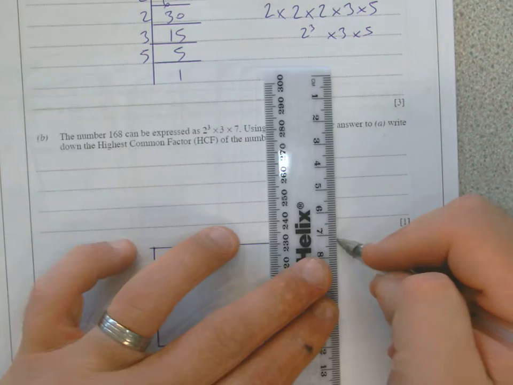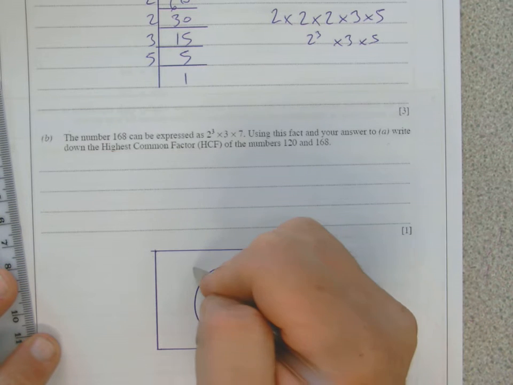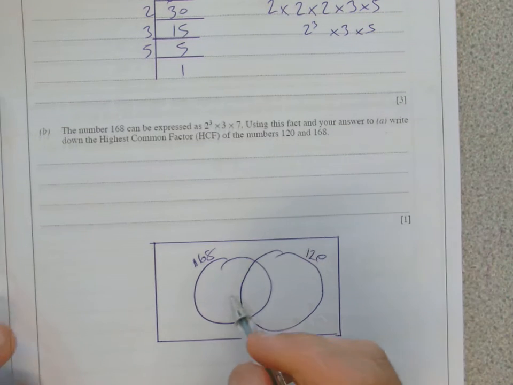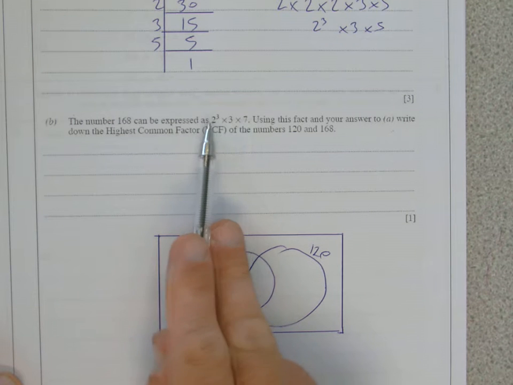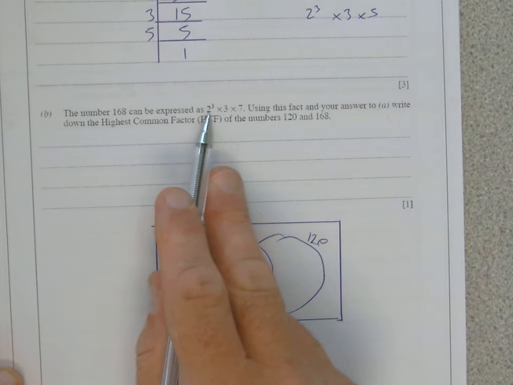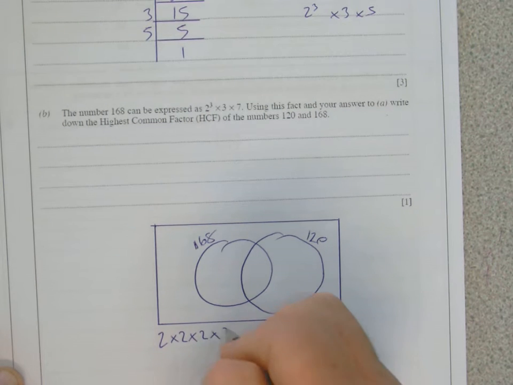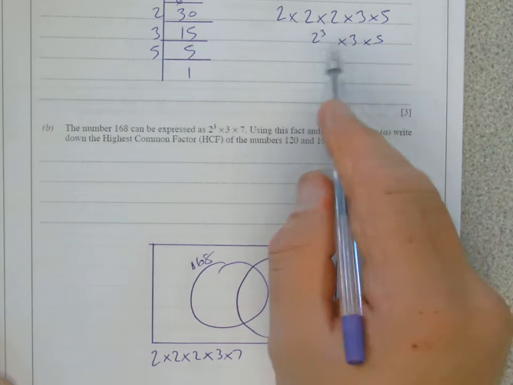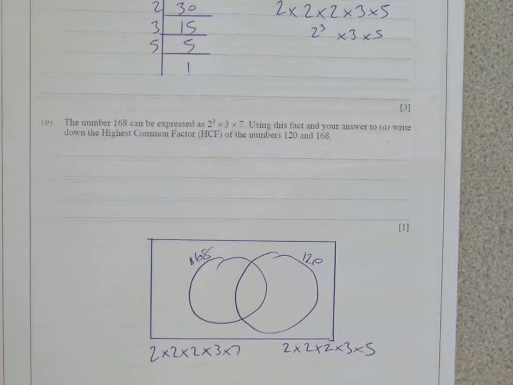The key to answering this now, once I've done my circles, so we've got 168 here and 120 there, doesn't matter which way round. Underneath here, I need to write what 168 is, but don't write it in index form, write it out in full. So that will be 2 times 2 times 2, because it's 2 cubed, times 3 times 7. And then 120 will be up here, won't it? So it's very similar, but we'll take what I wrote down to start with, 2 times 2 times 2 times 3 times 5. Okay, so we've got that there.